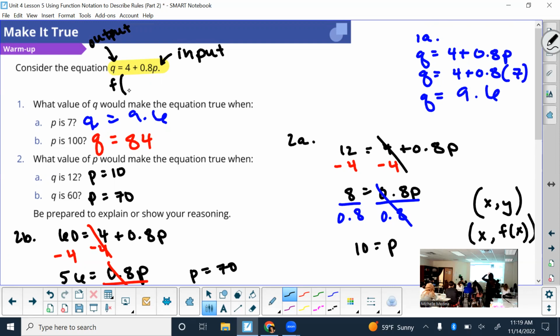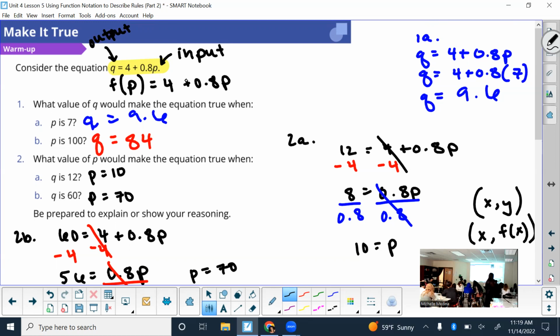No. Function notation, f of x. But in this one, it would be f of, not Q, P. What's in the parentheses is always your input, right? So this one is f of P, P is my input, and then the rest would be exactly the same.